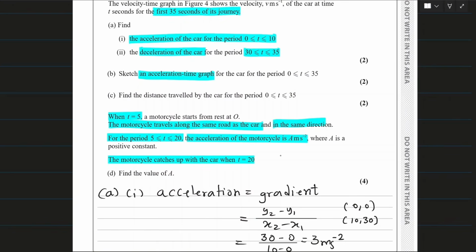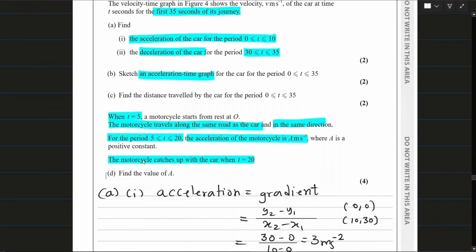So what we get from here is that when the motorcycle catches up with the car, the motorcycle is at the same position as the car. So from this we understand that after 20 seconds, the motorcycle has traveled the same distance the car has traveled within 35 seconds. We have the information that the motorcycle catches up with the car.